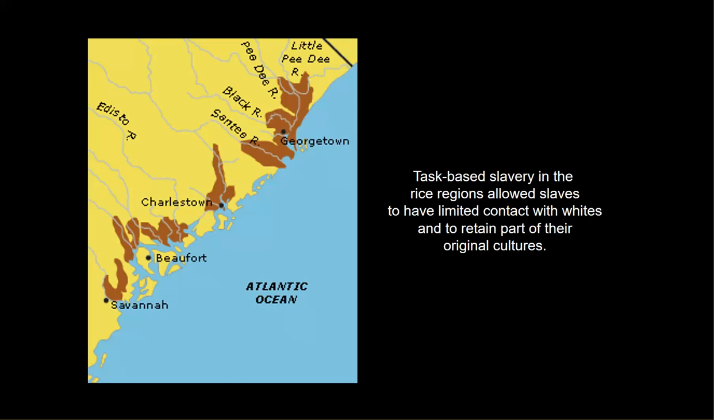So we've talked about the Chesapeake tobacco plantations, the first to develop a family-based community. Now we've just finished talking about the rice-based task labor plantations, where it was difficult to have families, but slaves retained more of their traditions. And then we've got that third labor system, that non-plantation system. And especially in the North, that also creates a different African American culture.